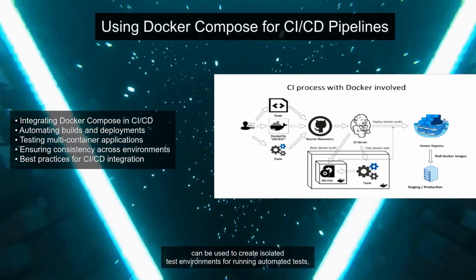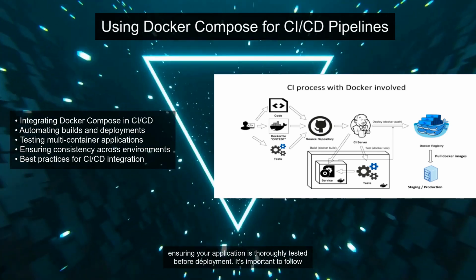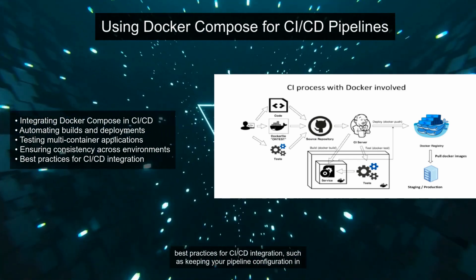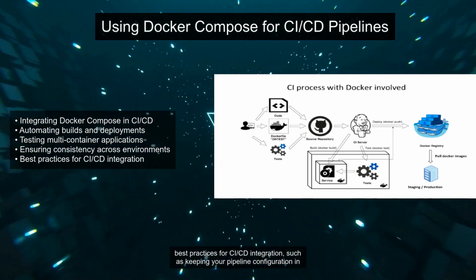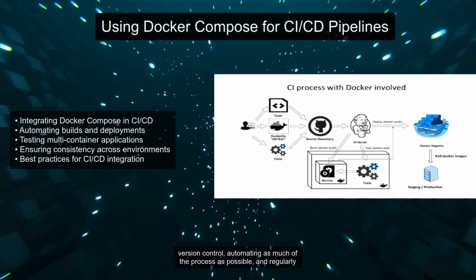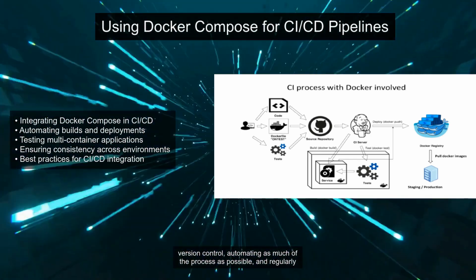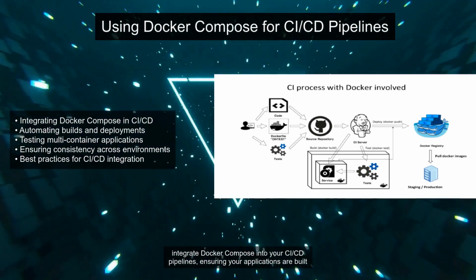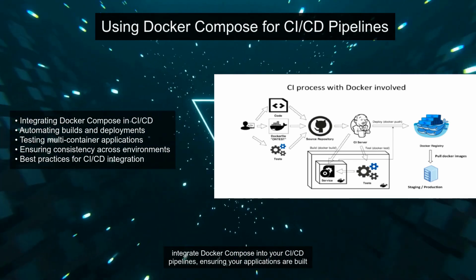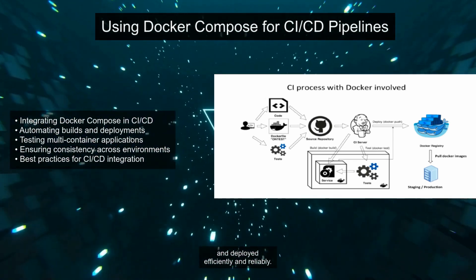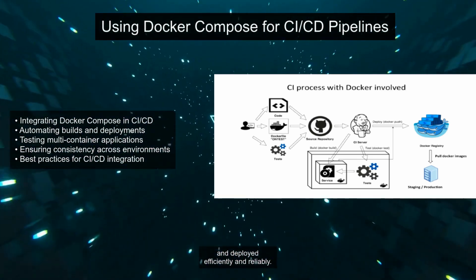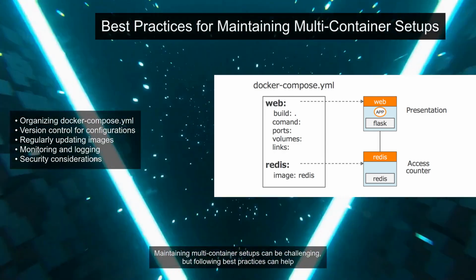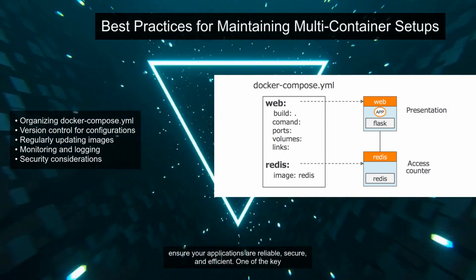Docker Compose can be used to create isolated test environments for running automated tests, ensuring your application is thoroughly tested before deployment. It's important to follow best practices for CI/CD integration, such as keeping your pipeline configuration in version control, automating as much of the process as possible, and regularly reviewing and updating your pipeline for improvements. We'll explore how to effectively integrate Docker Compose into your CI/CD pipelines, ensuring your applications are built and deployed efficiently and reliably.